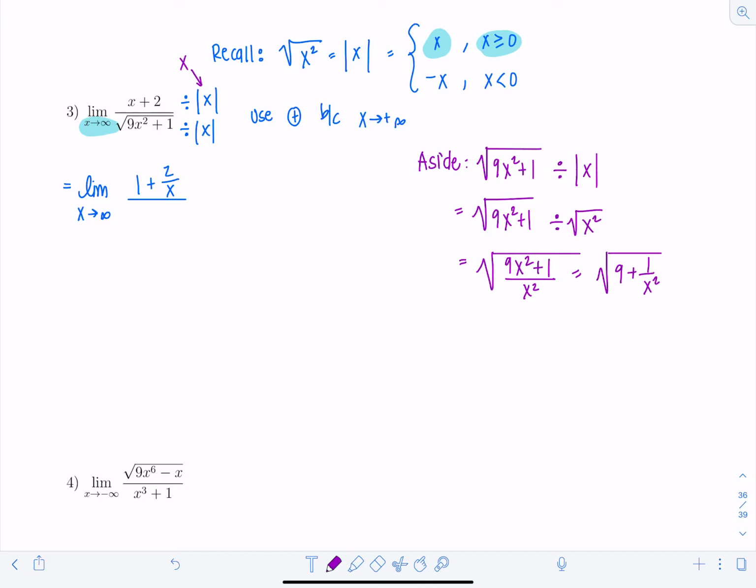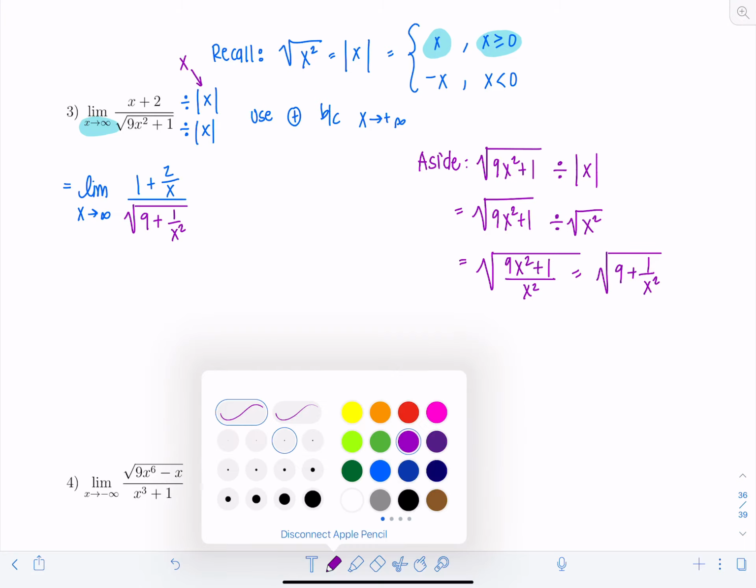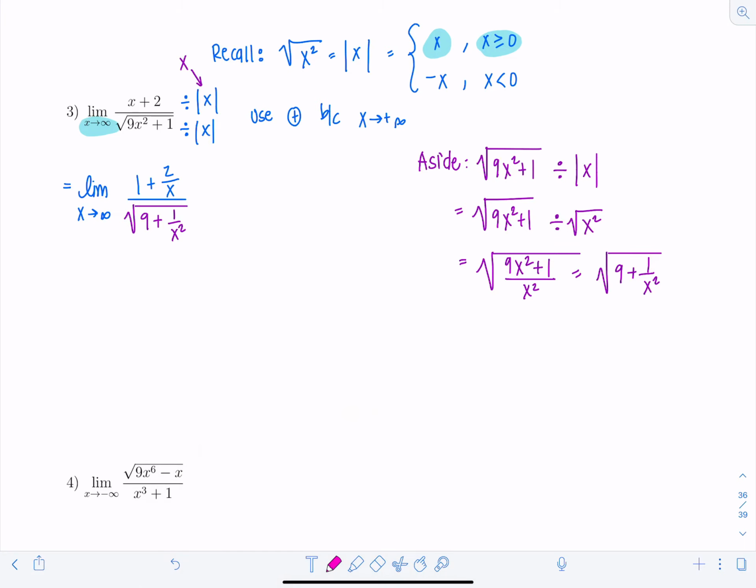Okay, so now let's plop that down here in the denominator. I have radical 9 plus 1 over x squared. And then now we can go ahead and take our limit. So as x approaches infinity, 1 is 1. 2 over x approaches 0. 9 is a constant, and 1 over x squared is going to approach 0. So now I'm done taking the limit.